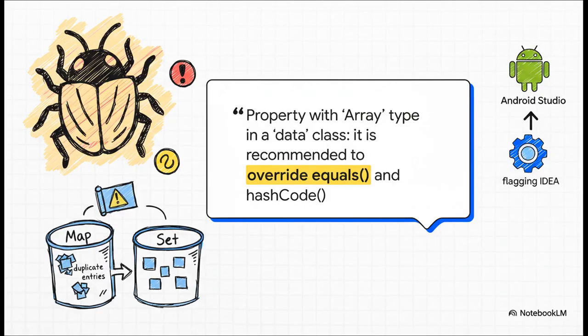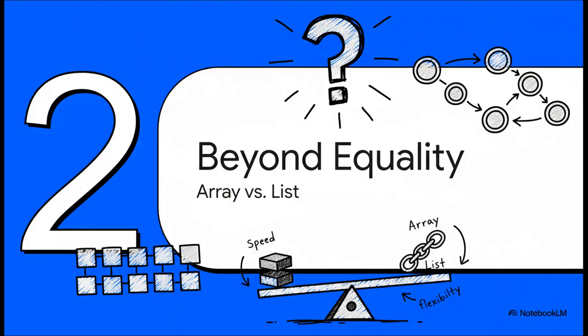You know what? This is why your IDE basically screams at you about this. That warning you see in Android Studio or IntelliJ is there because this is a classic trap. If you use a data class with an array as a key in a map or drop it into a set, you're going to have a bad time. You'll get these bizarre bugs where data you know is there suddenly can't be found, all because of this equality mismatch.